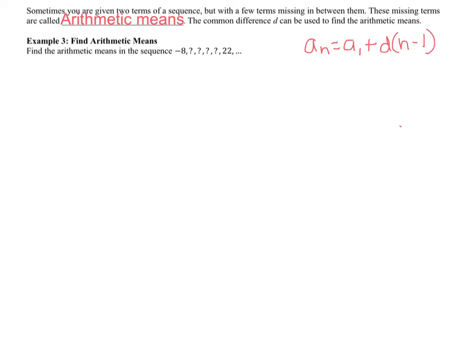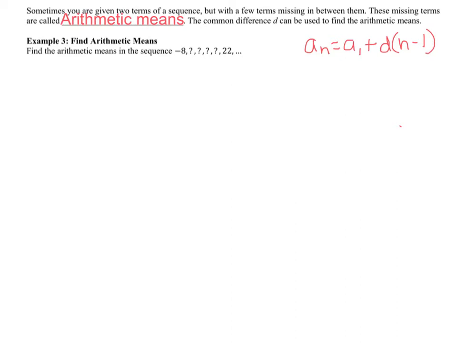Sometimes you are given two terms of a sequence, but with a few terms missing in between them. These missing terms are called arithmetic means. The common difference d can be used to find the arithmetic means. So in our example, we see that they gave us negative 8, and then they gave us 4 blanks in between, and then they gave us 22. So we have to use that information to find out what those question marks or what those arithmetic means are.